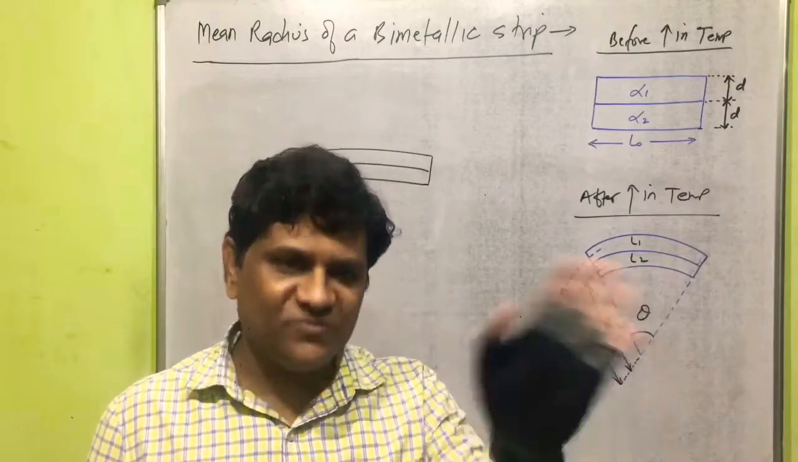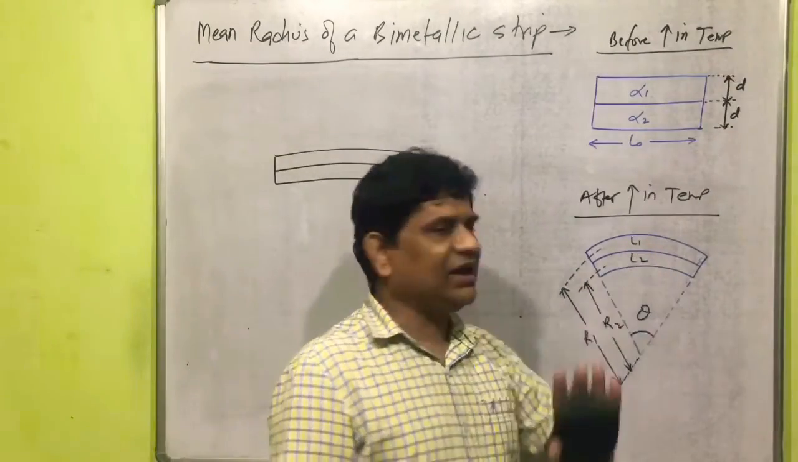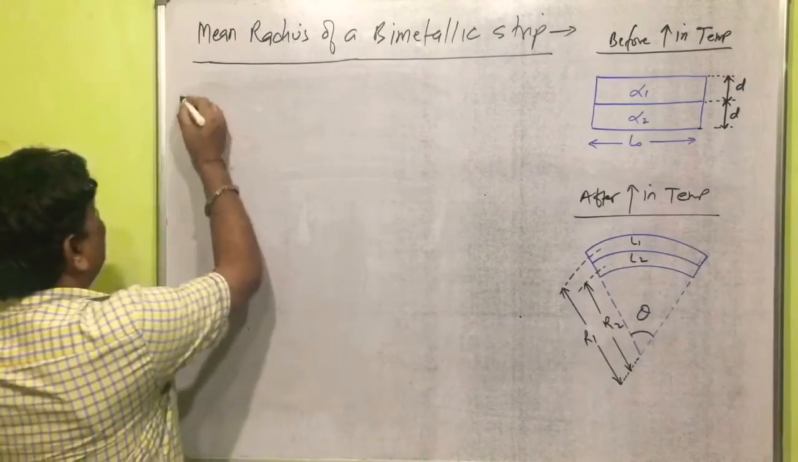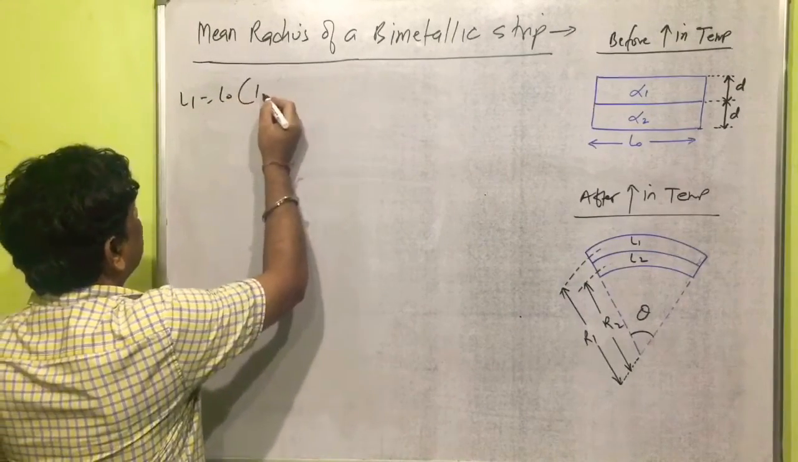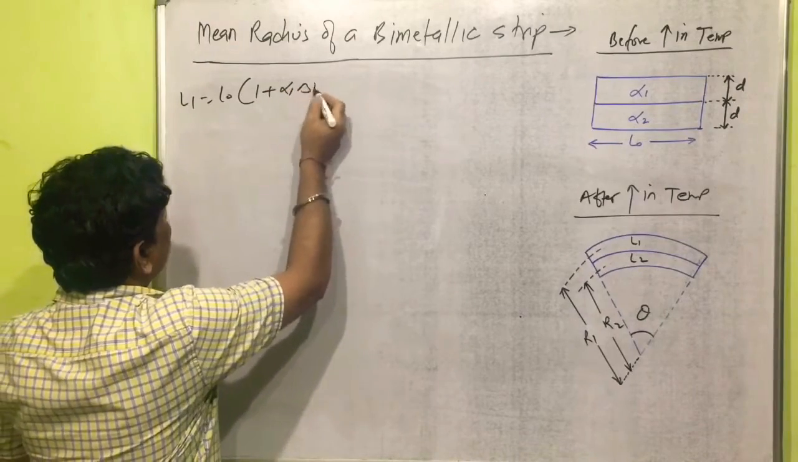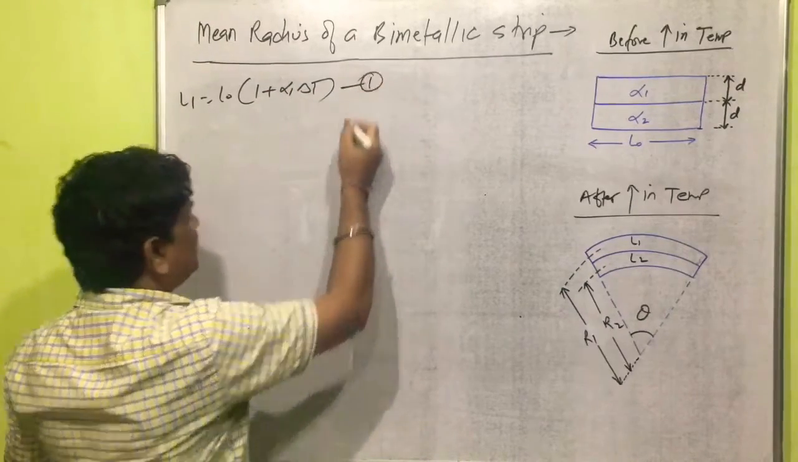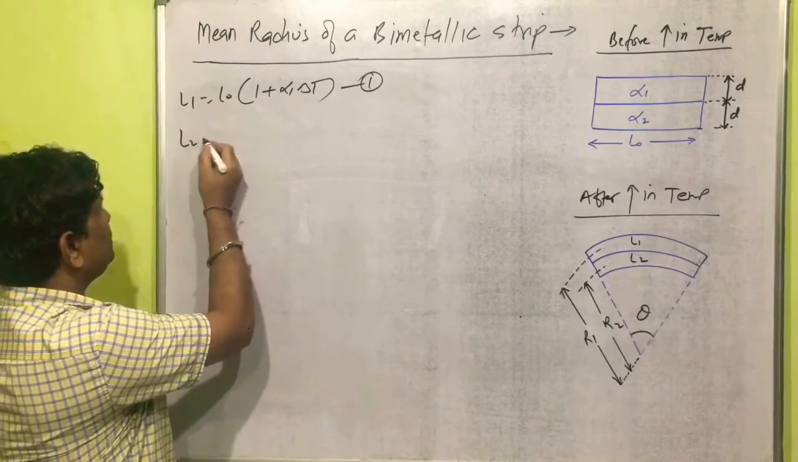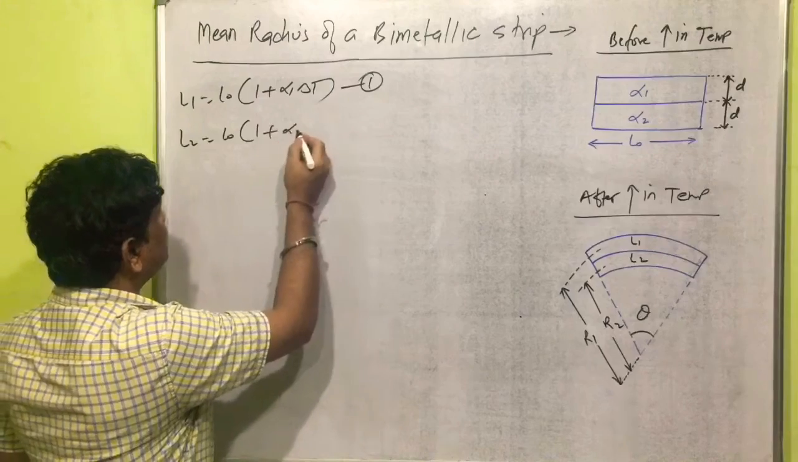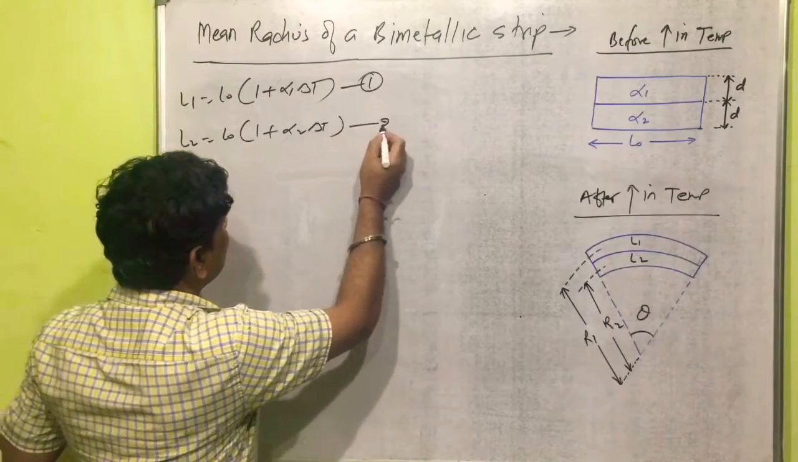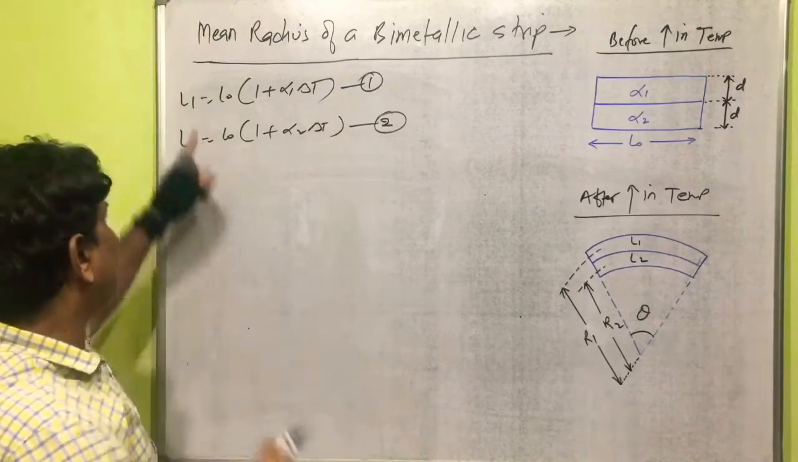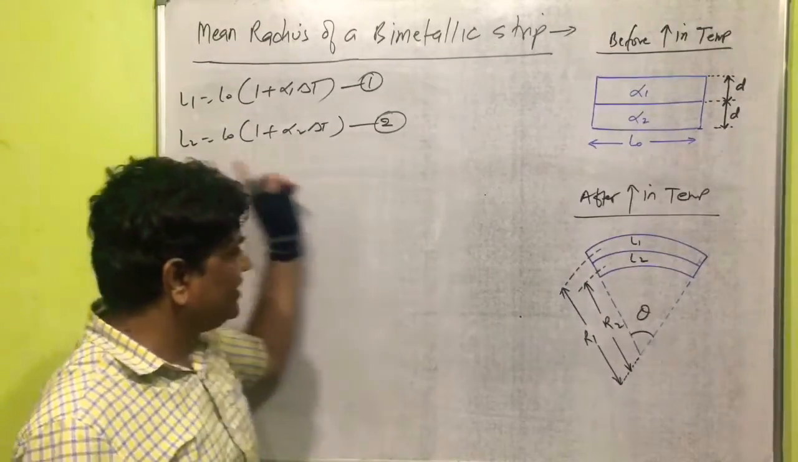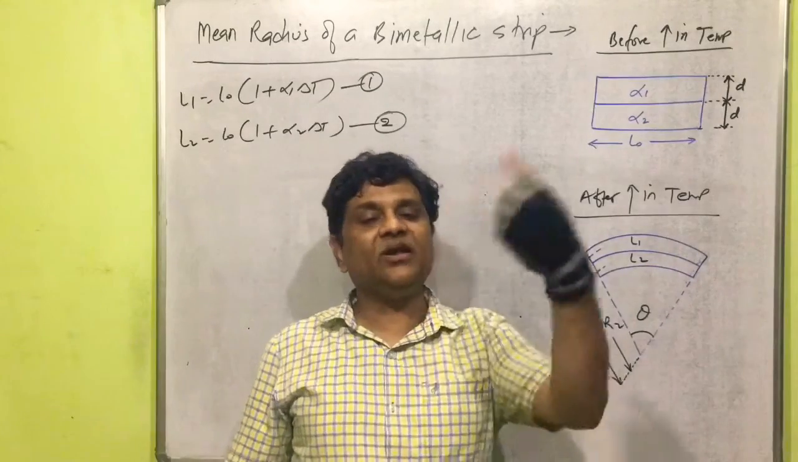So if expansion is one dimensional, we can take L1 and L2. The value of L1 is equal to L0 into 1 plus alpha 1 into delta T, which is relation number 1. The value of L2 is equal to L0 into 1 plus alpha 2 into delta T, which is relation number 2. L1 is the final length of the upper strip, and L2 is the final length of the lower strip after the rise in temperature.